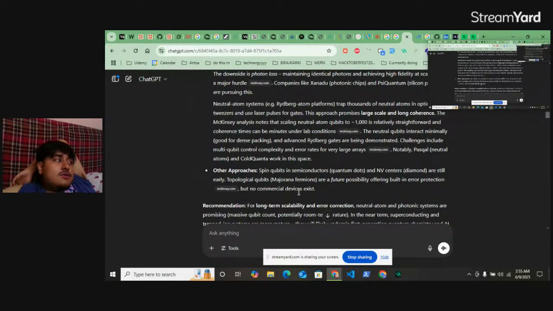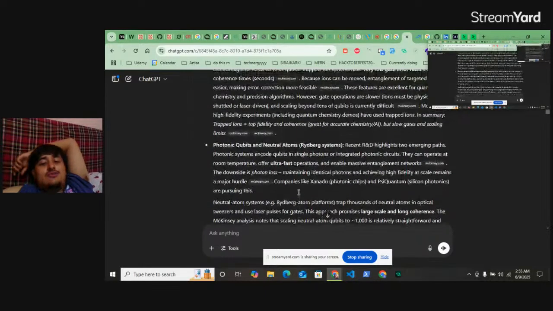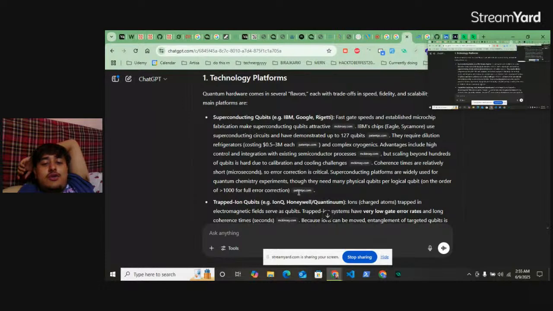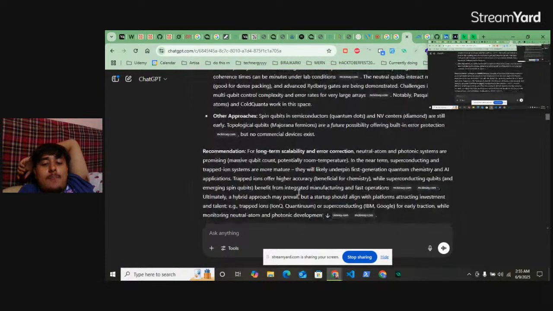So there are companies working on different kinds of things. IBM and Google have a lot of money, so they are working on superconducting qubits. The recommendation for long-term stability and error correction: neutral atom and photonic systems are promising for massive qubit counts, potentially at room temperature in the near term. Superconducting and ion trap systems are more mature.